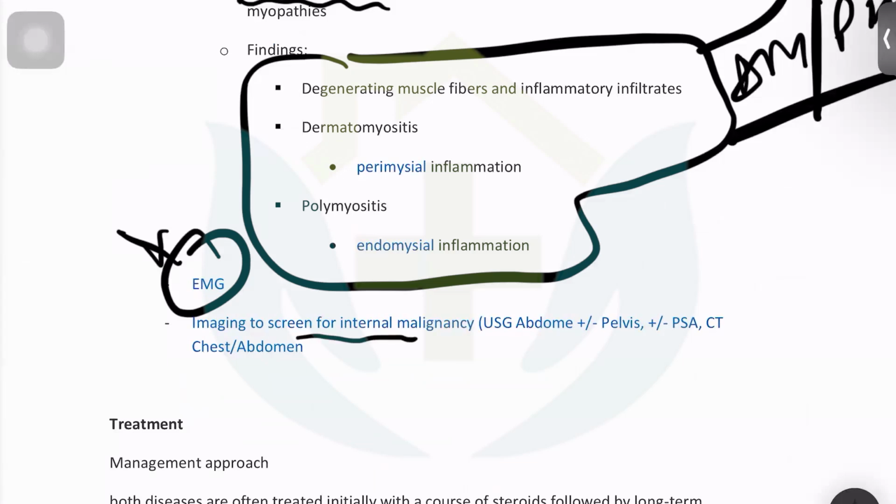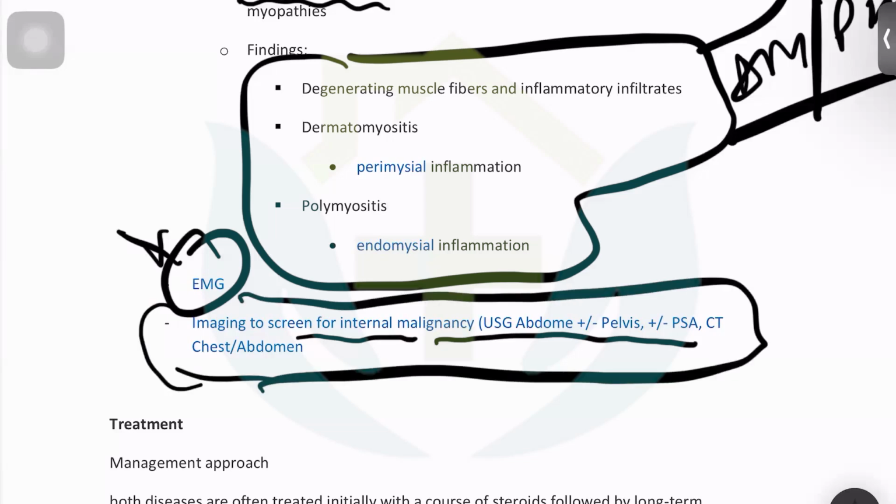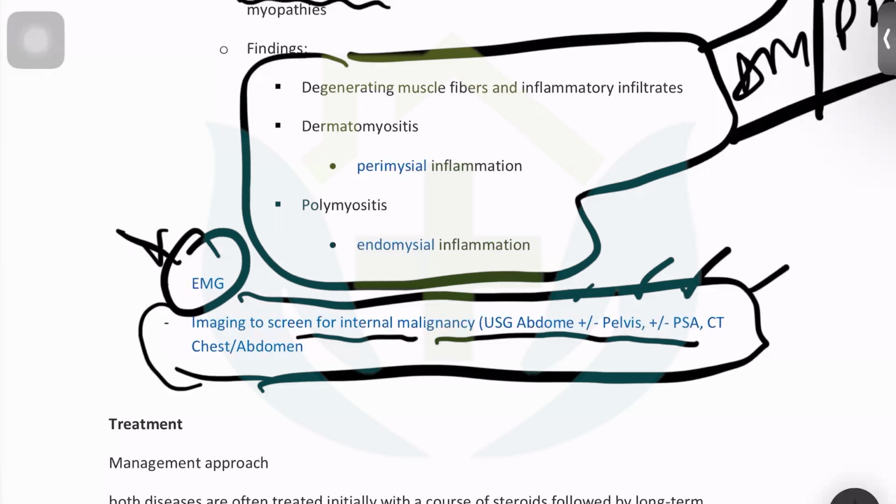Imaging to screen for internal malignancies. Wow, this is what I was telling. This is a vital part of the workup: you need to do imaging to screen for any internal malignancies. Ultrasound abdomen, plus minus pelvis, with PSA, with CT chest, CT abdomen.